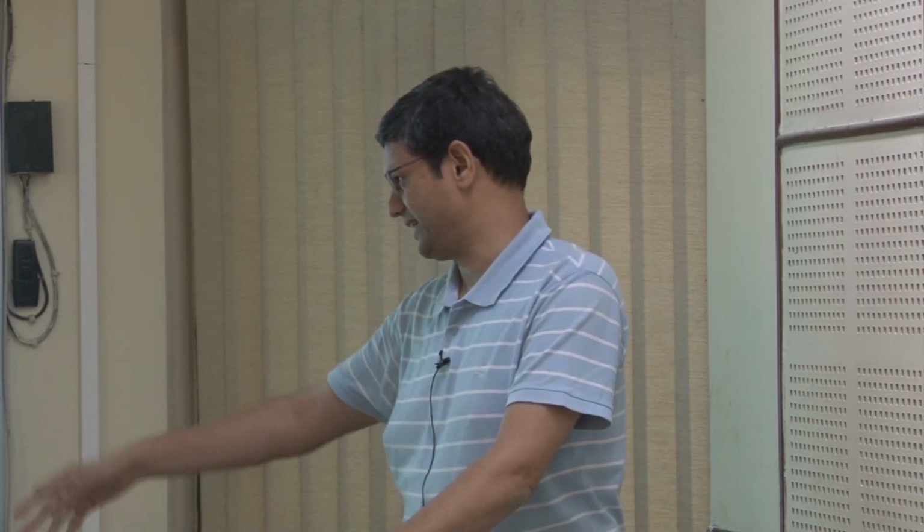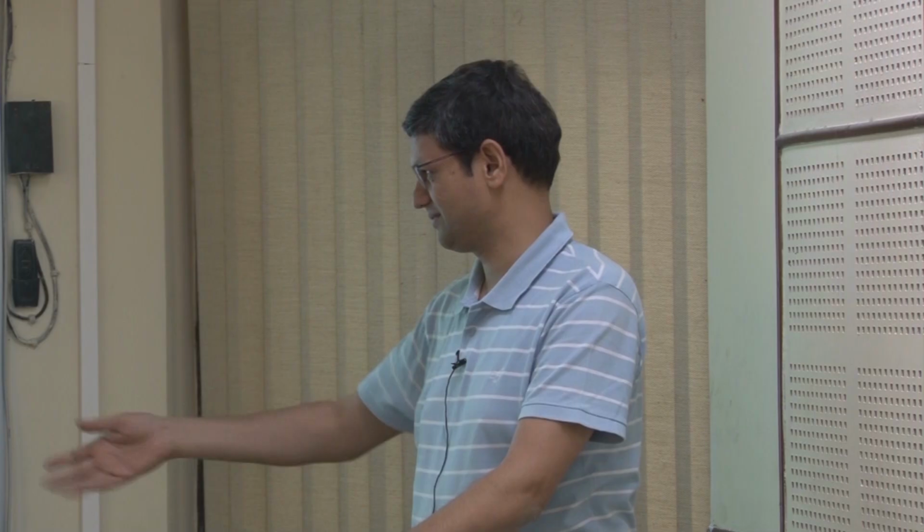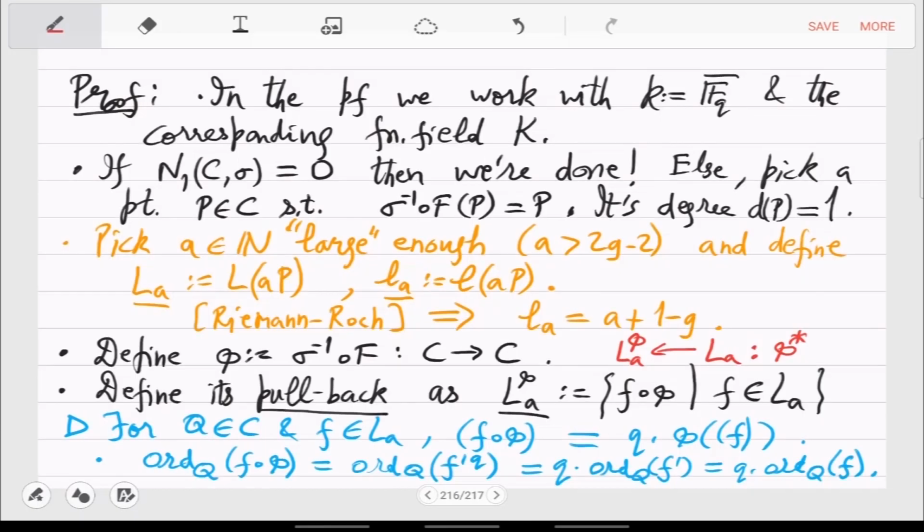Yeah, but as I said, you can just take L(A) phi as some other vector space. L(A) is a vector space of functions. L(A) phi is another vector space of functions. And phi will take f to f raised to q, some sigma prime. Okay. So f prime is basically sigma inverse of f.